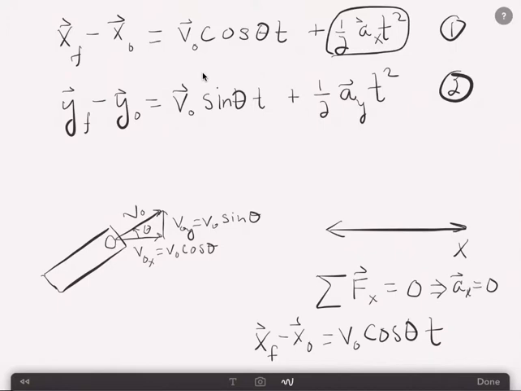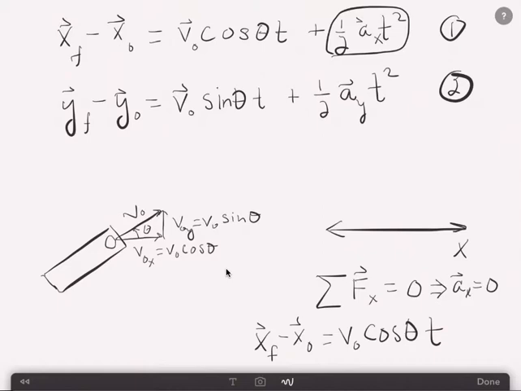So this is saying that if we know our initial velocity, and we know the angle of launch, and we know the time of flight, we can predict the displacement for this projectile along the x direction. That's what it's saying right there.